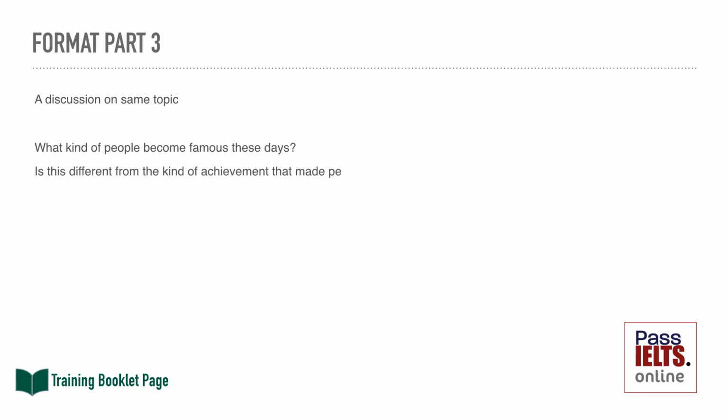Now we'll look at format for part 3. In part 3, you will be given a discussion on the same topic. Here you don't get to read the questions again. So the examiner will ask you some questions on the same topic as you had in part 2 when you gave a short talk on the topic. So for example, for this example about someone you like or admire, what kind of people become famous these days? Is this different from the kind of achievement that made people famous in the past? In what way? How do you think people will become famous in the future?